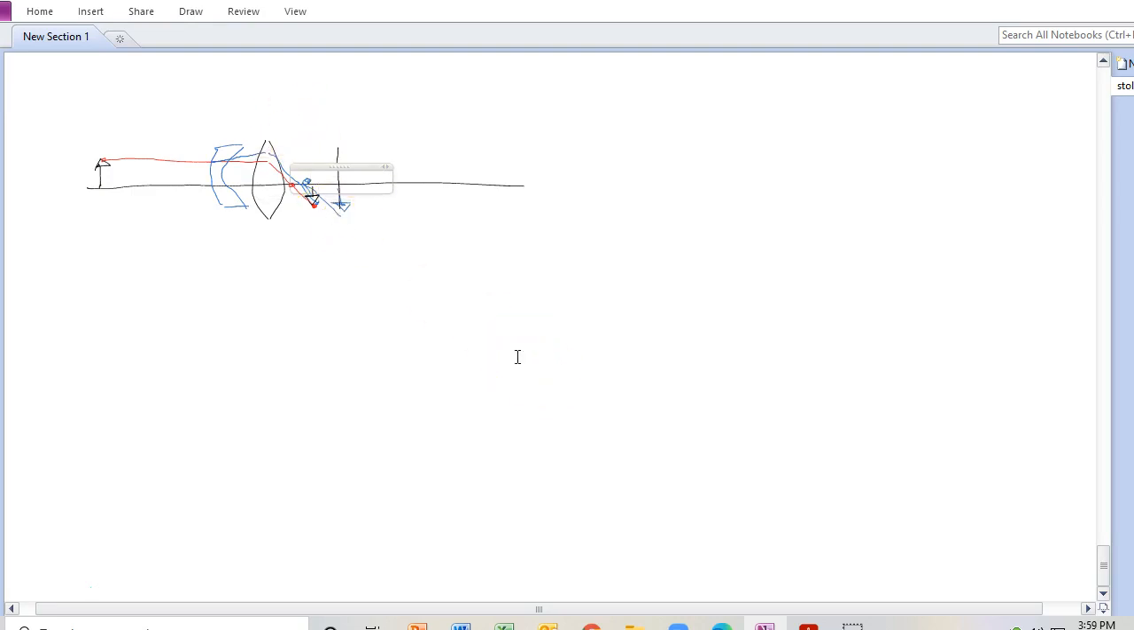So I want you to think of the thin lens equation. Okay, before we get to that, we have to establish what we mean by the far point. And again, this is for myopia. So what's the far point? I'll call it the F.P.